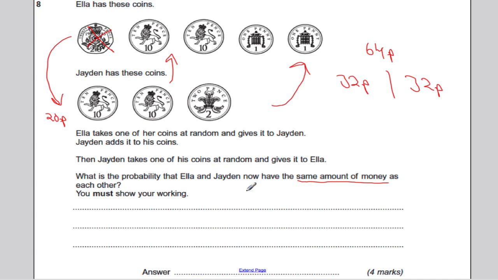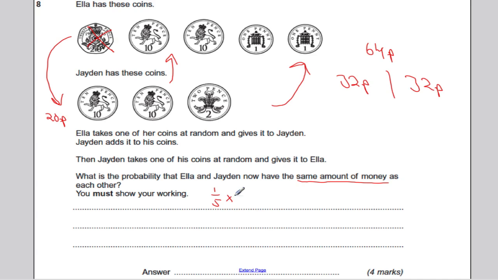So what's the probability that happened? Well, the first thing that must happen is the 20p that Ella has must go to Jaden. What's the probability that she chooses that 20p? She only has one 20p. She's got 5 coins in total. So the probability is 1 out of 5.